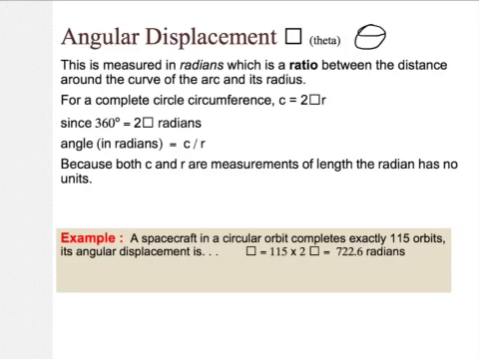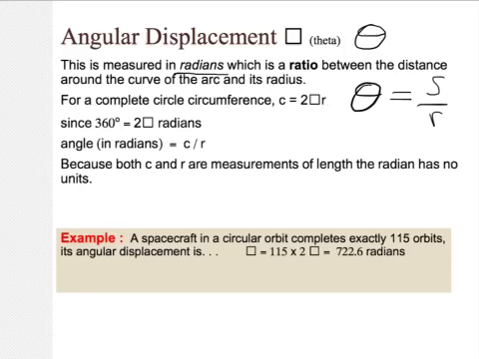This is measured in radians. Now we need to define radian. It's the ratio between the distance around the curve of the arc and its radius. So we generally write our angular displacement theta as equal to S over R.